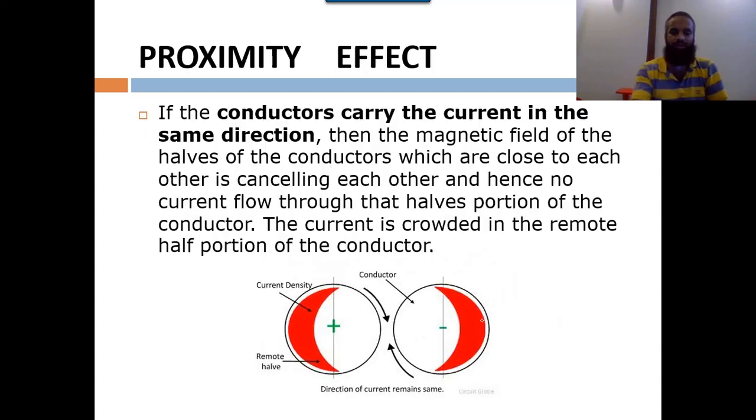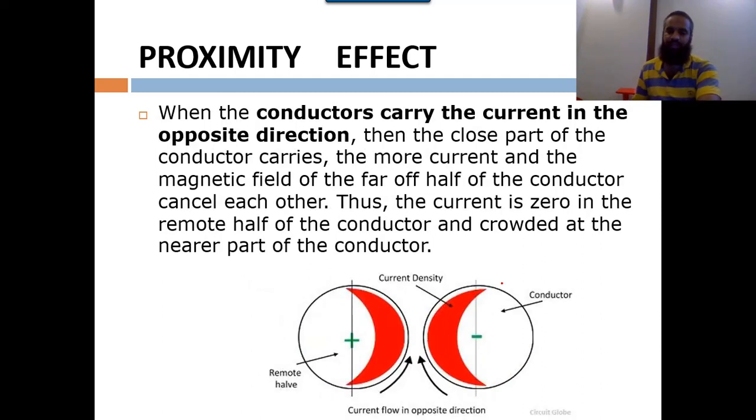So there are two cases. If in both conductors the current is in the same direction, then in the common region the current is almost negligible, and in the outer region the value of the current is increased. While in the second case, if the currents in the two conductors are moving in opposite directions, then in the common region the current is increased, while in the outer region the current is decreased.